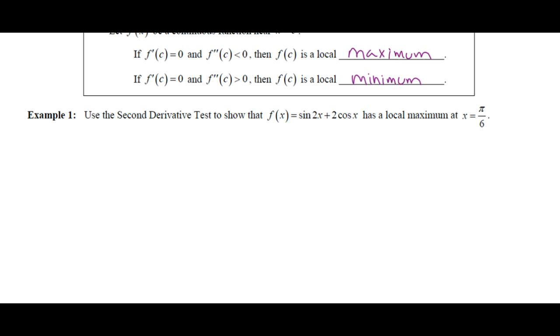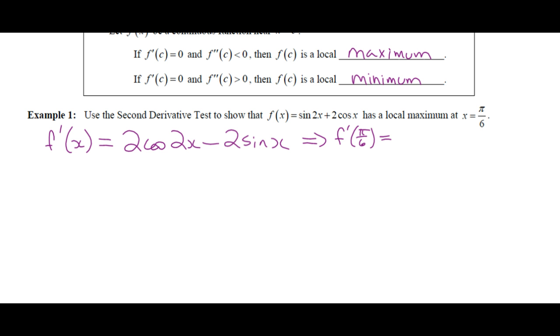So first things first, first derivative first. The derivative of sine 2x is going to be 2 cos 2x, minus 2 sine x. All right, then we should look at f prime of pi over 6, which would be 2 cos, so 2 times 2 pi over 6, or pi over 3, minus 2 sine pi over 6.